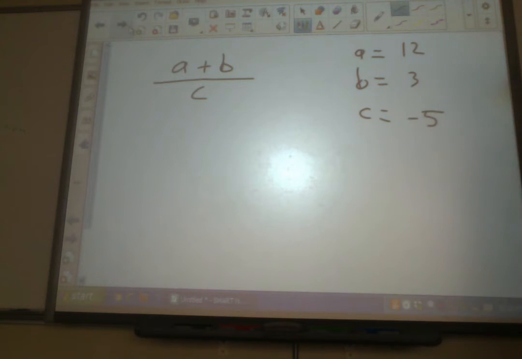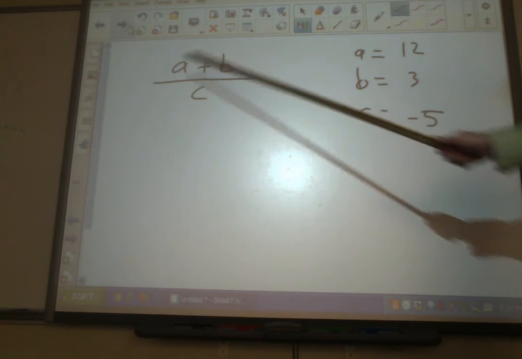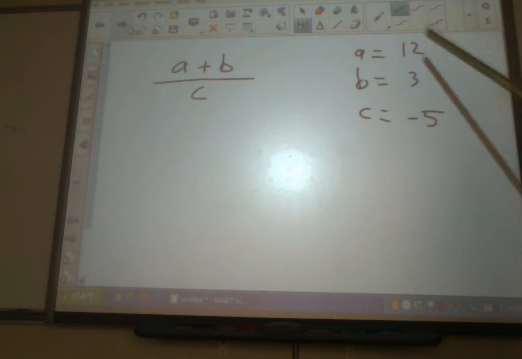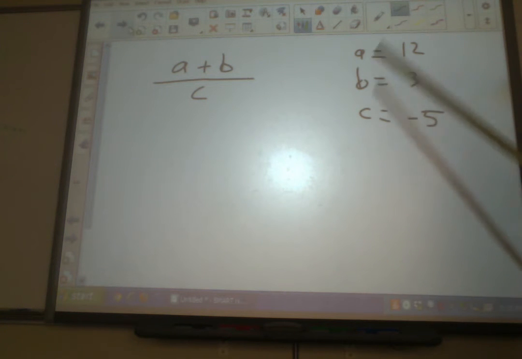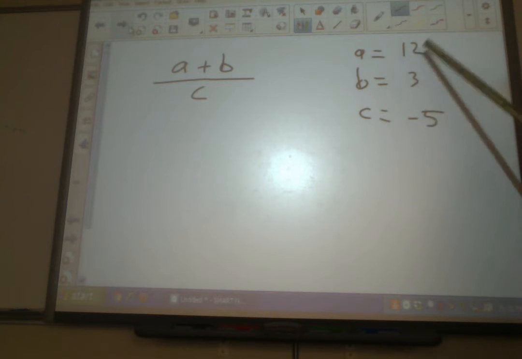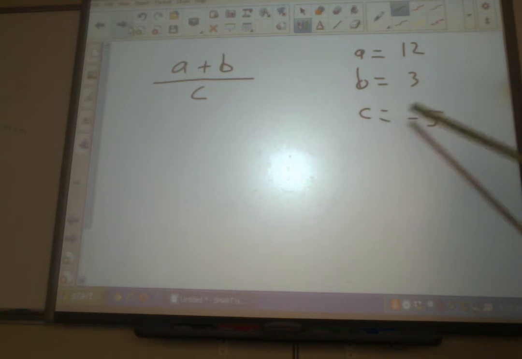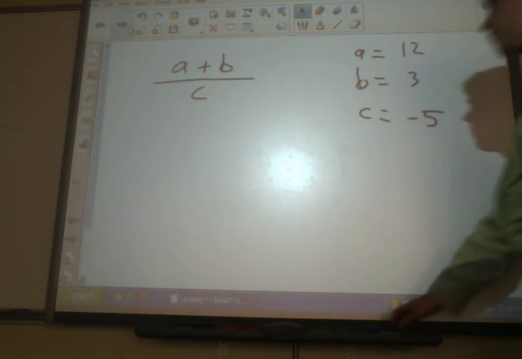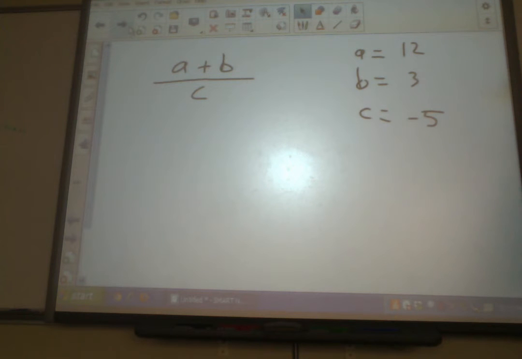So let's go ahead and jump into it. This first problem, we have A plus B over C. Now there's no way to solve this problem if that's all I give you, but in problems like this, they will also tell you what all the variables are. So here we see A equals 12, B equals 3, C equals -5. Well, in order to solve this problem now, all we have to do is substitute these numbers in place of the variables that they stand for. Okay, and then we will be able to solve the problem.